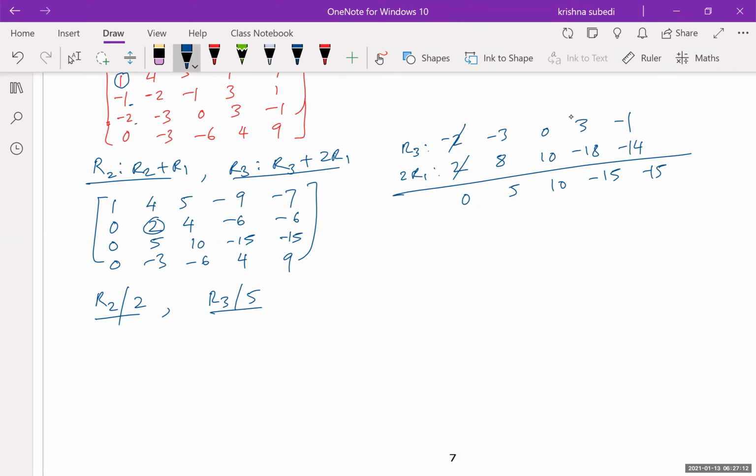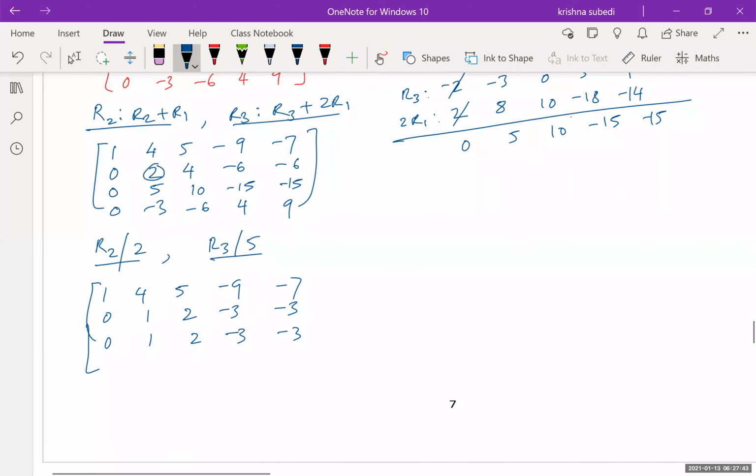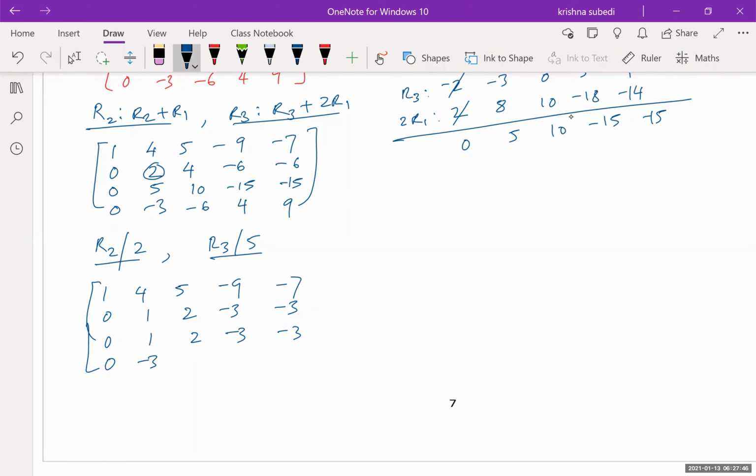That makes life easy because our goal is to make this 5 and -3 zero. But if we get 1 there, then the calculation will be easier. So that's what I'm going to do. If I do that, R1 will remain the same. In R2, I'm dividing by 2. That's going to give me 0, 1, 2, -3, -3. In R3, I'm dividing by 5, which means I'll get 0, 1, 2, -3, -3. And the last one will remain the same.